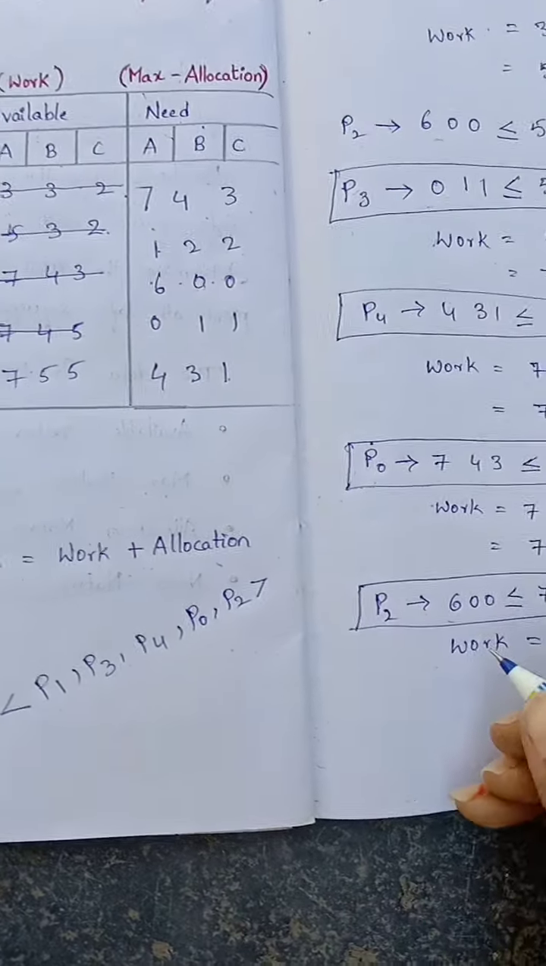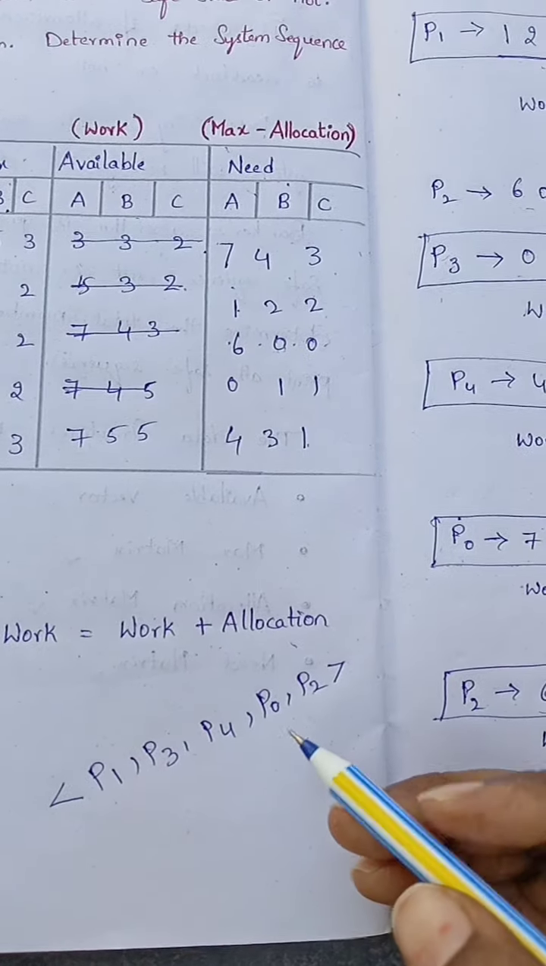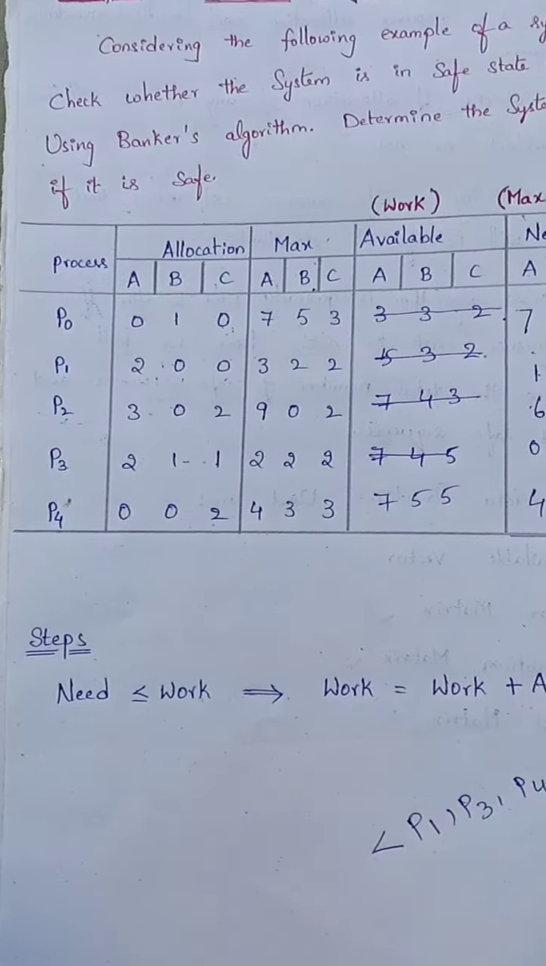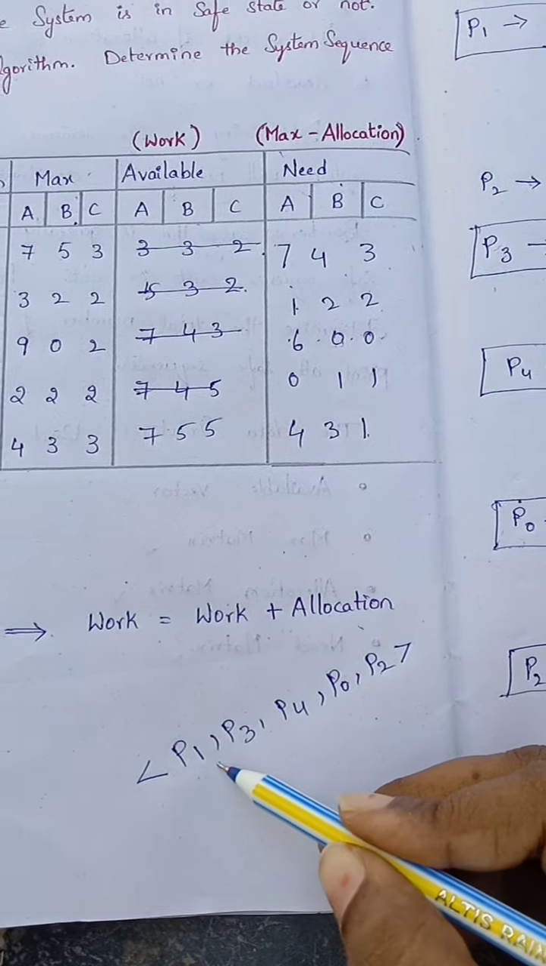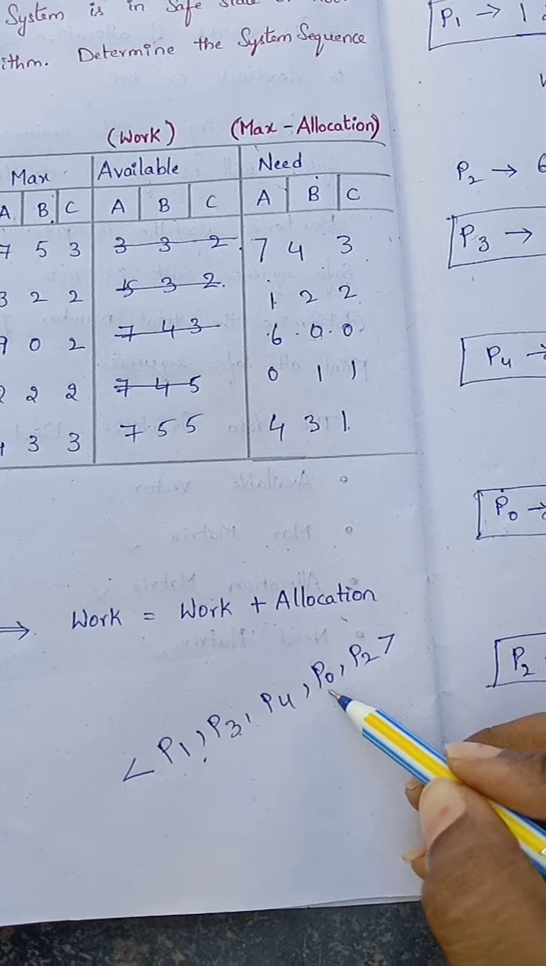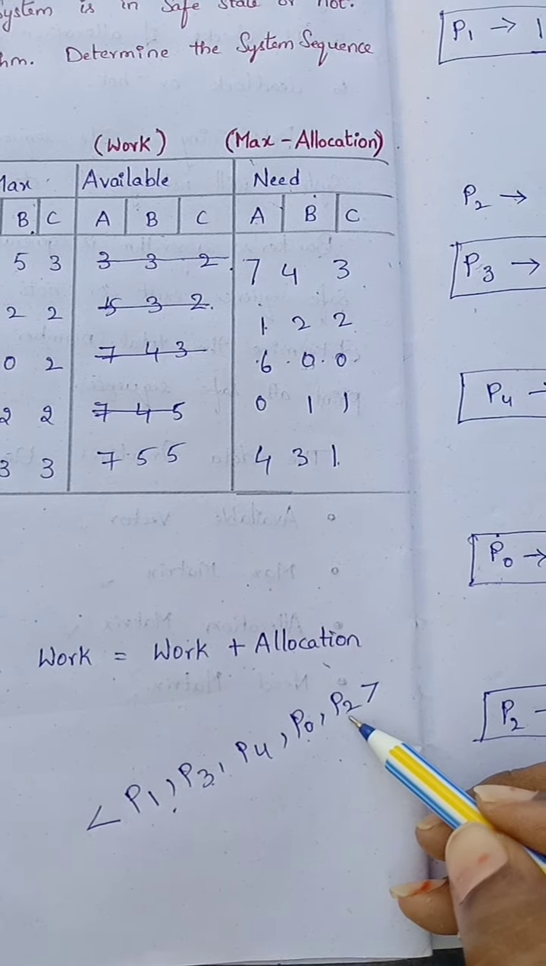So the safe sequence to avoid deadlock and to process all those 5 processes is first P1, P3, P4, P0 and P2.